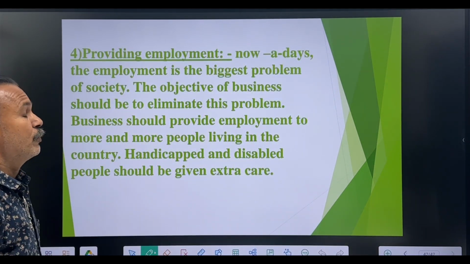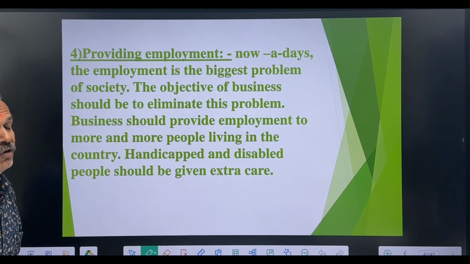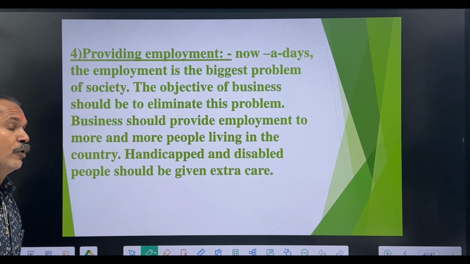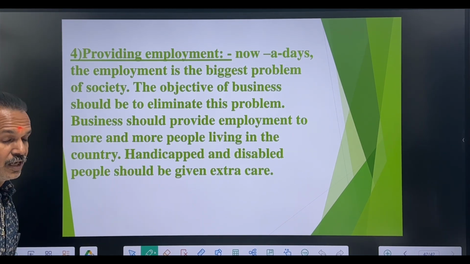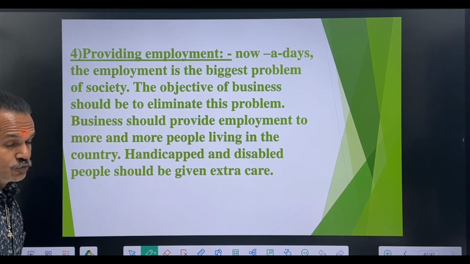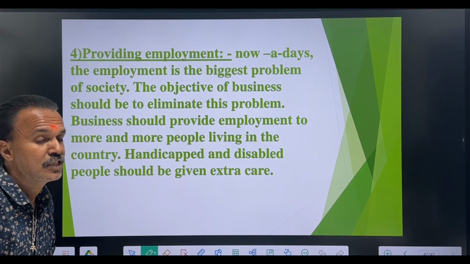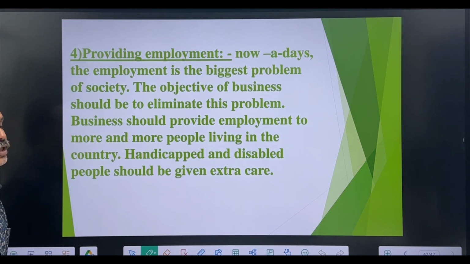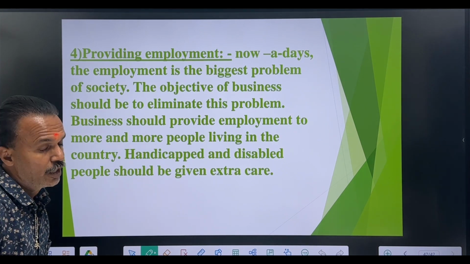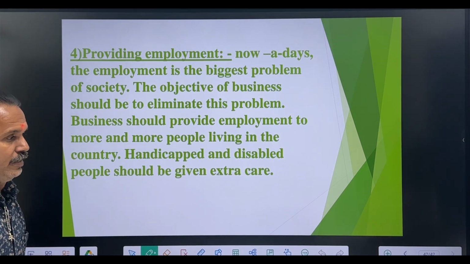Third, providing employment. Another objective of the business is providing employment, because business earns profit from the society, so it is the responsibility of the business to provide employment to the people of society.